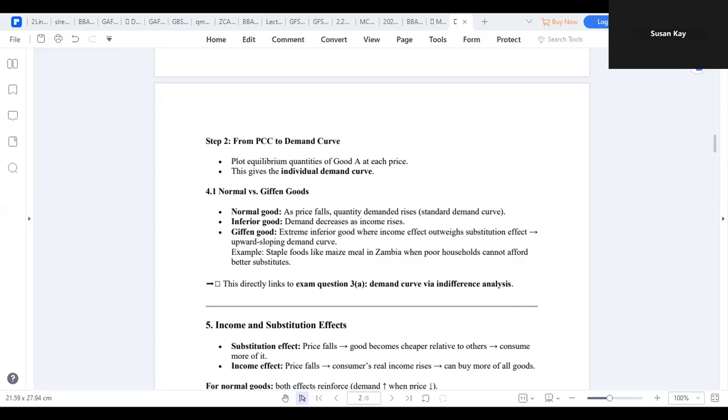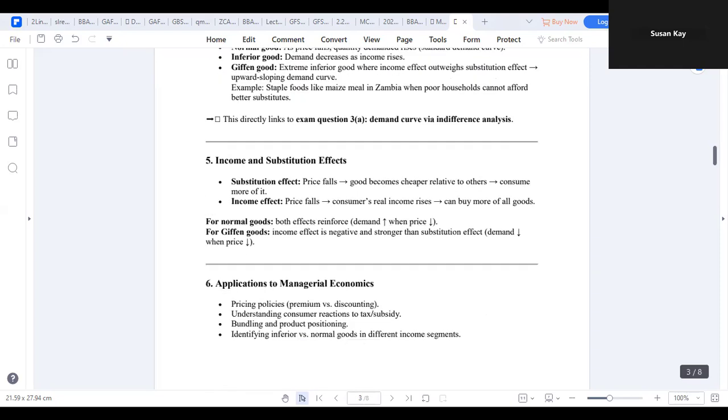Okay, so are we together? So these are the types of goods that you need to know. So you need to understand the theoretical aspect, so that as the questions come, you're able to understand. Then let's look at the substitution effect and the income effect. What are these two effects?